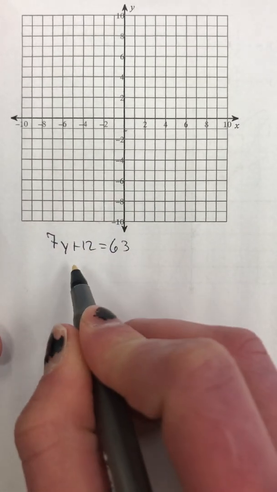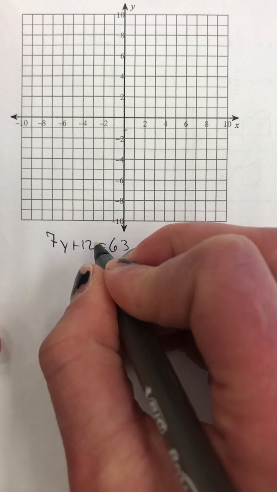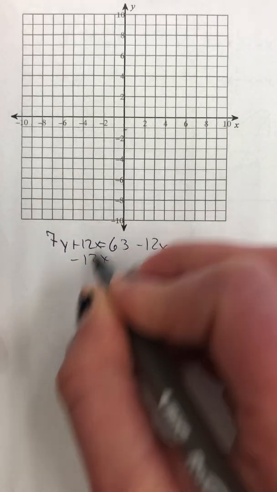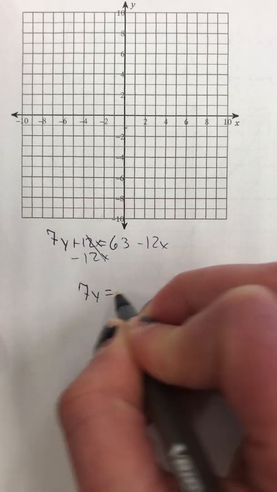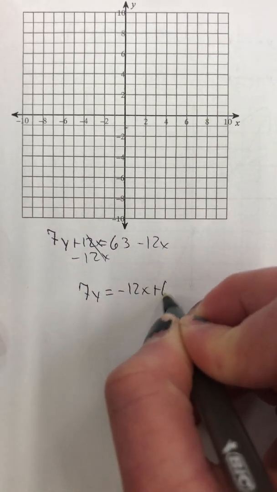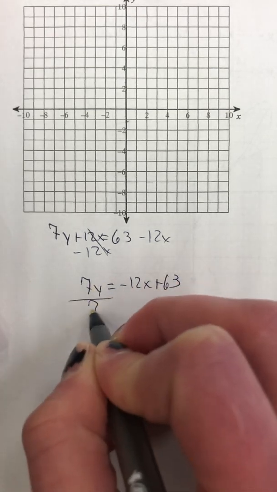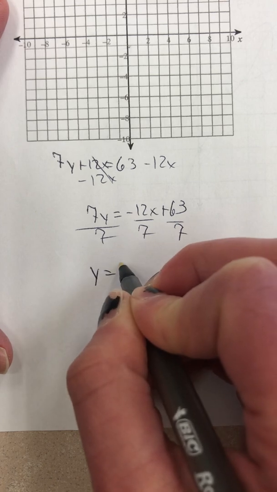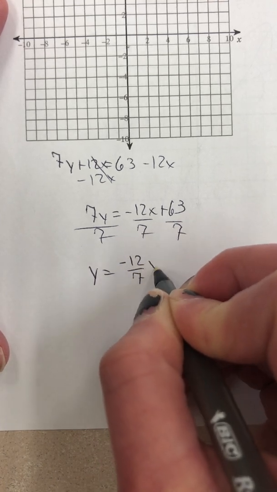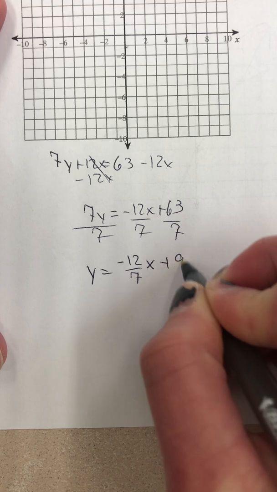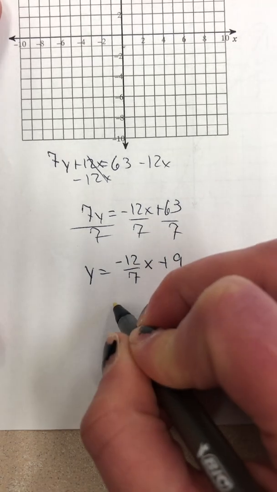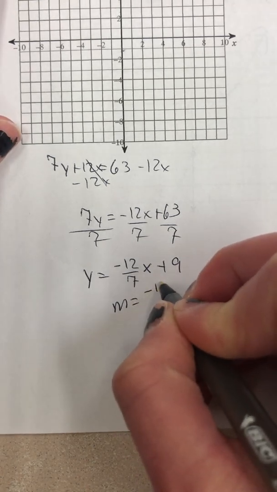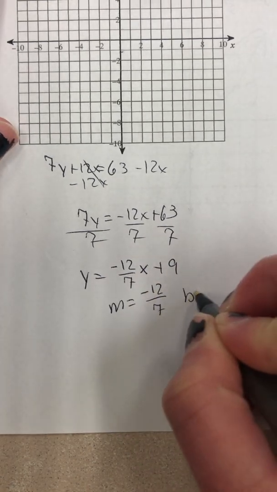This is my first equation. I'm going to solve for y by moving my 12x over. If I subtract 12x, that gives me 7y equals negative 12x plus 63. We're going to divide by 7. Y is going to equal negative 12 sevenths x plus 9. My slope is negative 12 sevenths, and my y-intercept is 9.